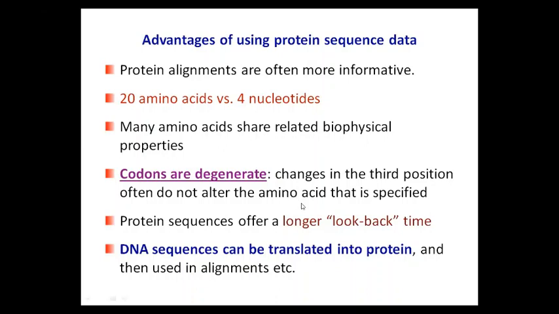And therefore, amino acid change takes place, or rather the protein sequence change takes place, only after a very long evolutionary time compared to the mutational events. So if we consider protein sequences for establishing phylogenetic relationship, then we can get a chance of going back into the evolutionary history by a longer time duration.